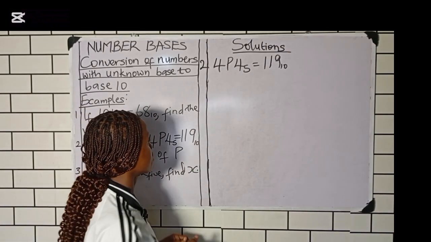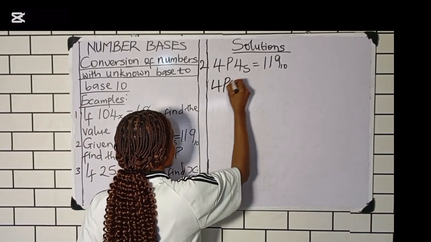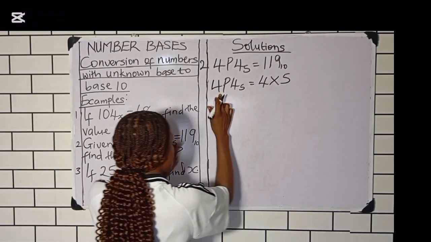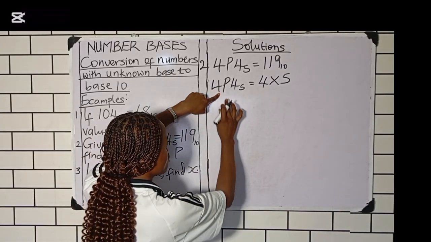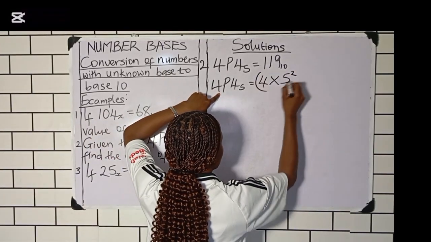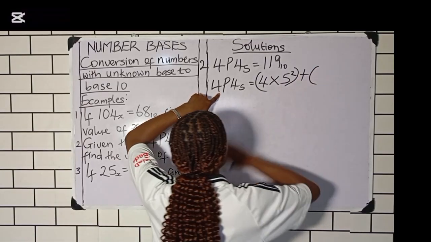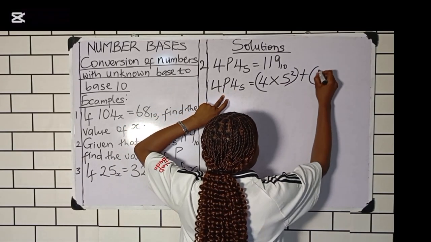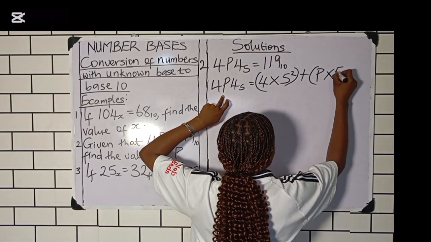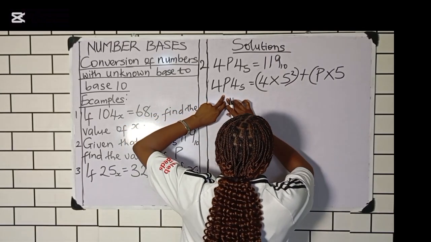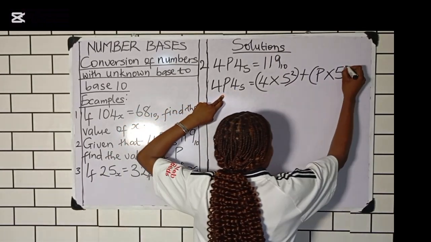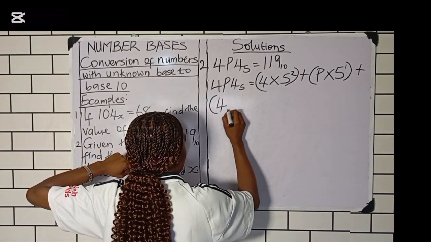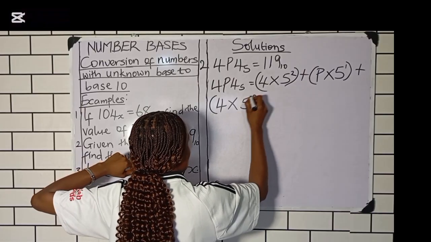Now converting this side to base 10, 4p4 in base 5 is equal to 4 times 5 raised to power, after this 4, how many digits are there? There are 2. 5 raised to power 2, close bracket, plus, open bracket, the next variable here is p. Have your p times 5 raised to power 1 because we have only one digit after p. Plus open bracket 4, which is the last digit, times 5 raised to power 0 because after 4 there's no other number.